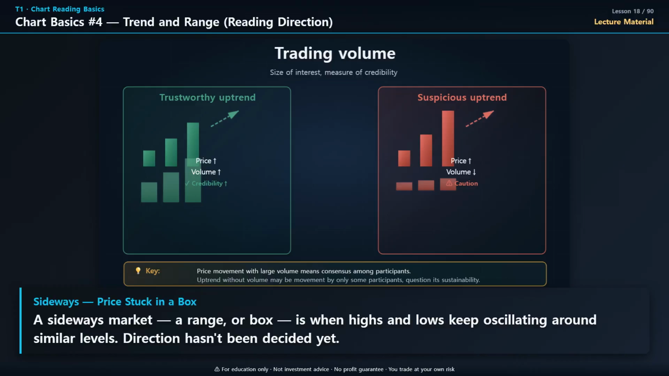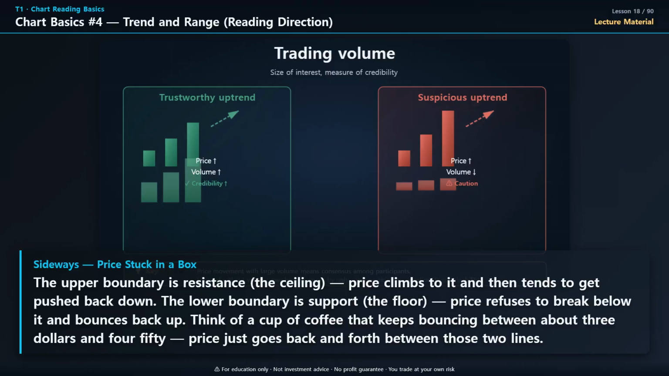A sideways market, a range, or box, is when highs and lows keep oscillating around similar levels. Direction hasn't been decided yet. The upper boundary is resistance, the ceiling. Price climbs to it and then tends to get pushed back down. The lower boundary is support, the floor. Price refuses to break below it and bounces back up. Think of a cup of coffee that keeps bouncing between about $3 and $4.50. Price just goes back and forth between those two lines.